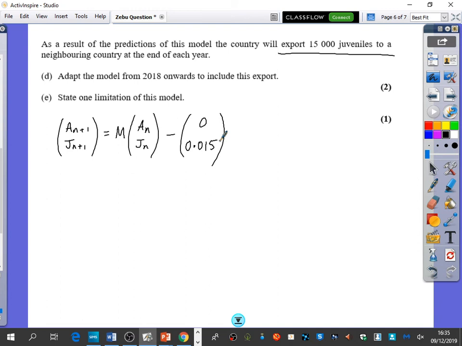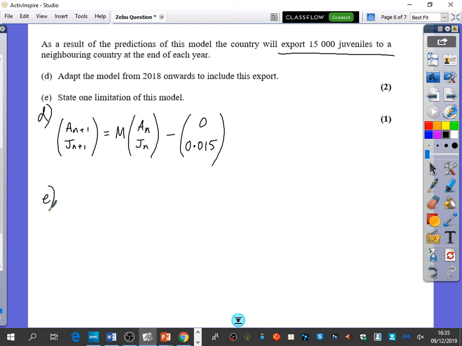Now they might ask you to do other things with this. I've seen another question where they then talk about, I can't remember the word, older. Would that be the 2 marks? That would be 2 marks: 1 for just subtracting and 1 for it being correct subtraction. That's part D of the question. And then part E of the question, state 1 limitation of the model.